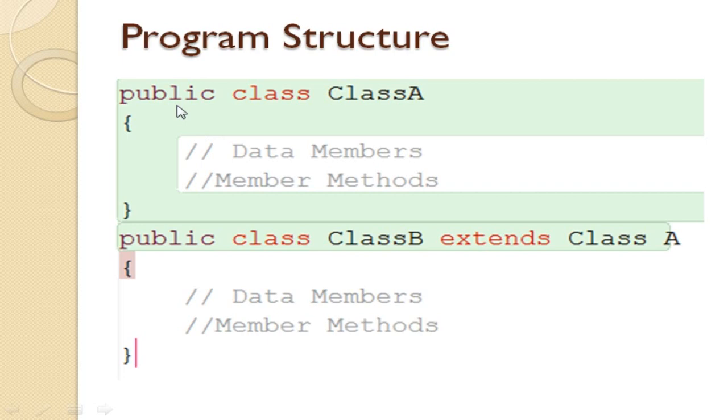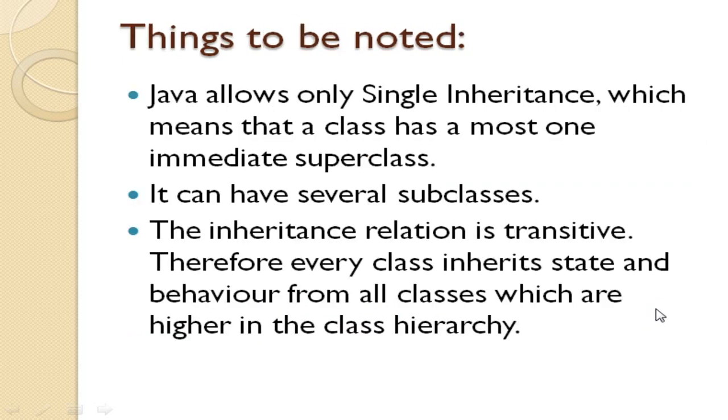So here you see class A, with data members and member methods, and this is class B. How to inherit from class A is by using the keyword extends. What happens here is it creates class B, and it extends from class A. That means it is linked to class A. So these data members and member methods can be used in class B also. That is the concept of inheritance.